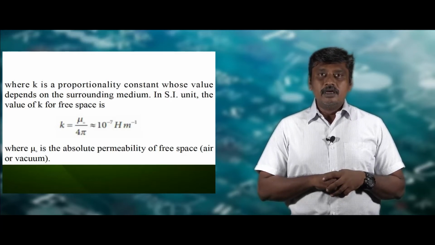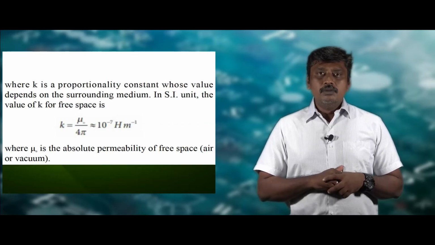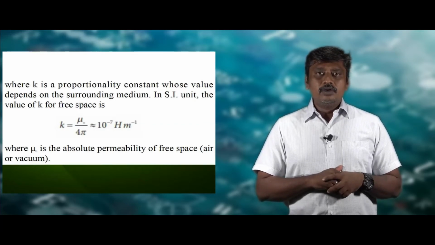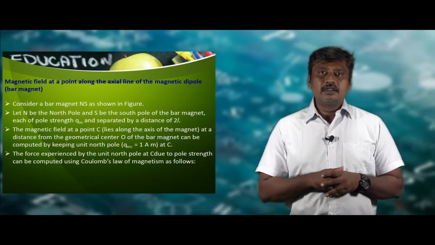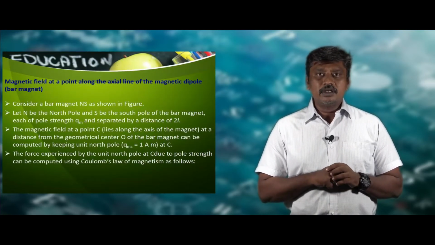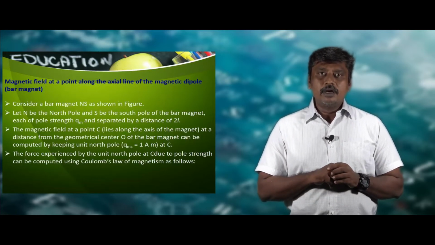Henry per meter. Suppose we consider the magnet in some other medium having permeability mu, then the equation becomes F is equal to mu by 4 pi into QMA into QMB divided by R square into R cap, where mu is the permeability of the medium. Now we can extend this inverse square law for one case, that is, the magnetic field due to a bar magnet at a point along the axial line of the bar magnet.